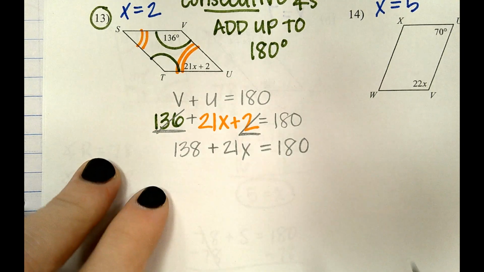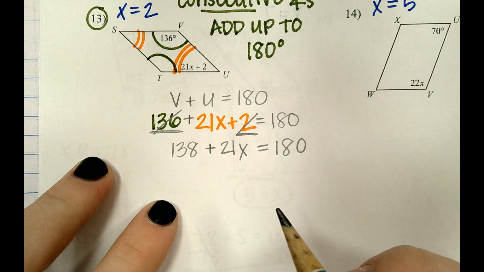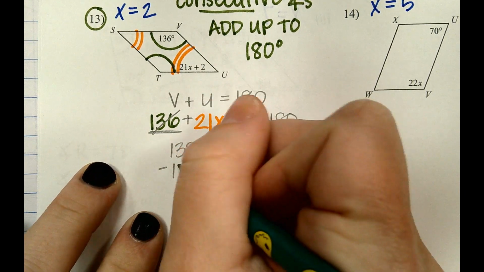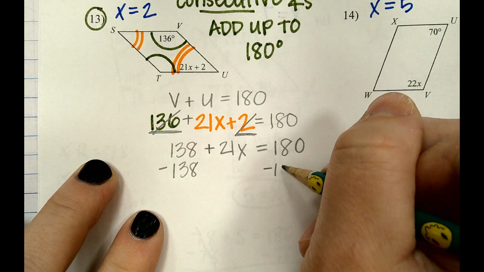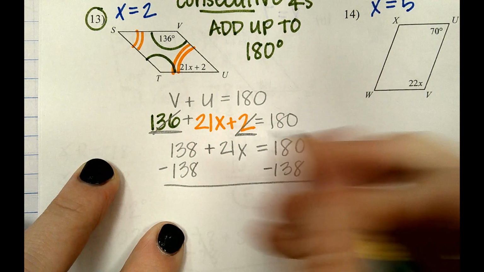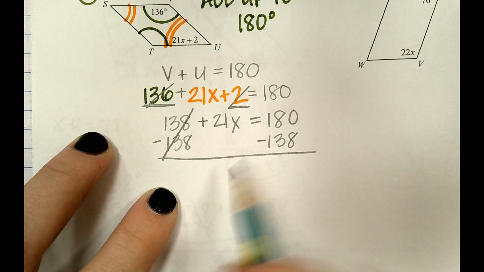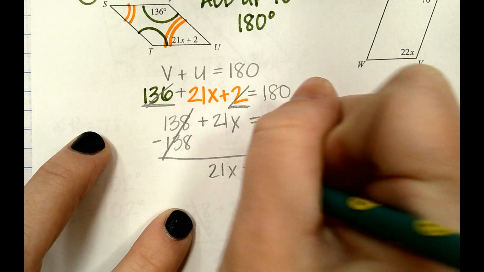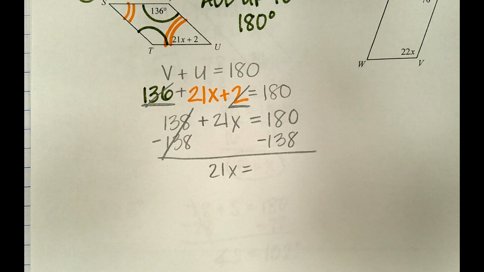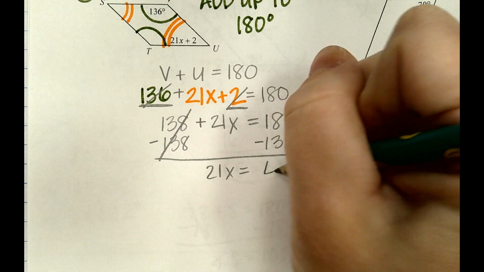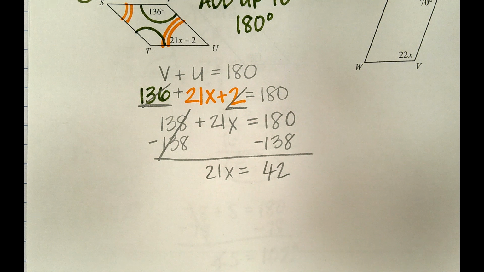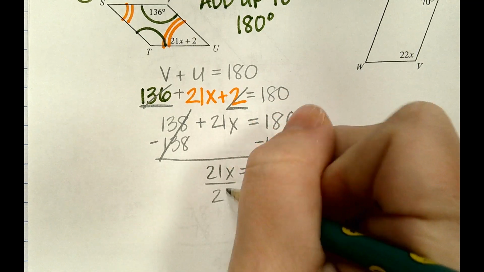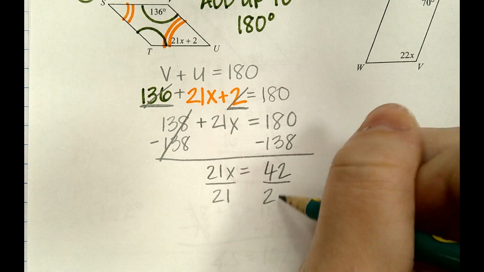My next step would be to get rid of anything that is not x. I'm going to subtract that 138 from both sides to get rid of it. Bring down 21x equals, let's see, 180 minus 138 is 42. And then we just have one last step. We'll divide by 21 to get x by itself. And we should get x equals 2, which we did.